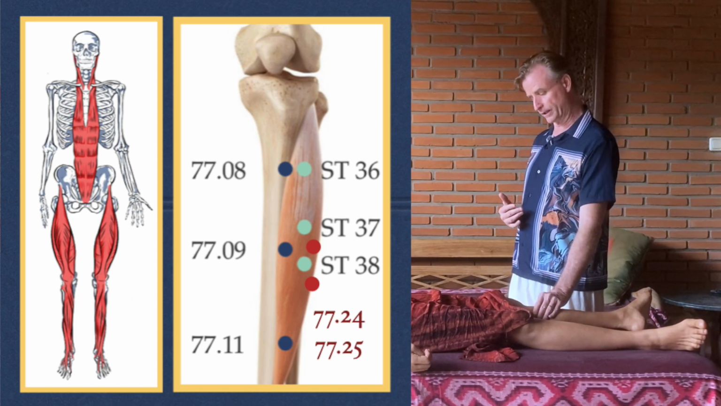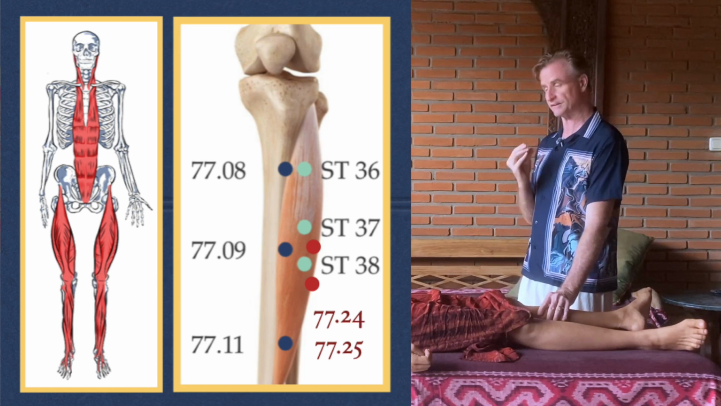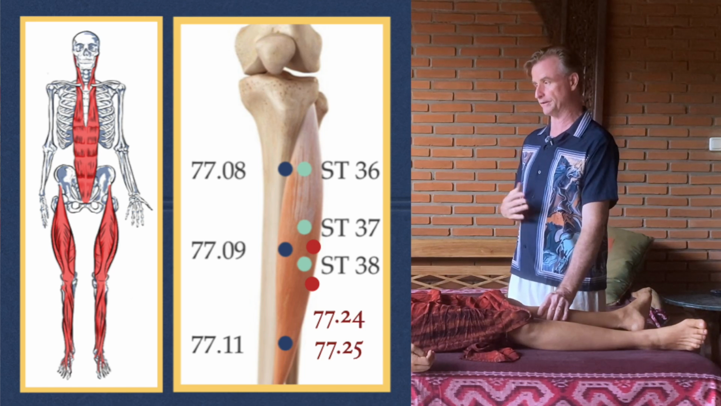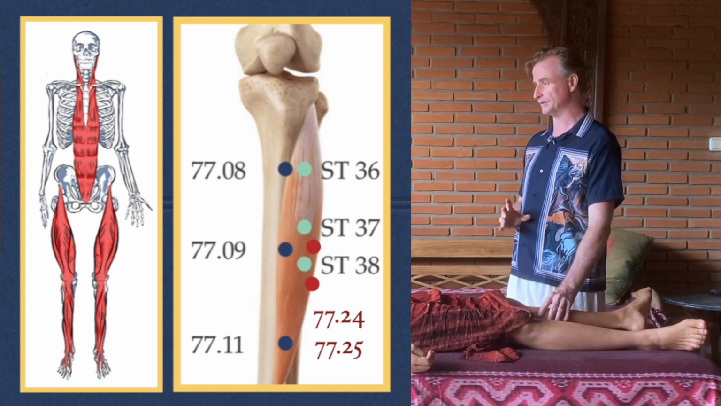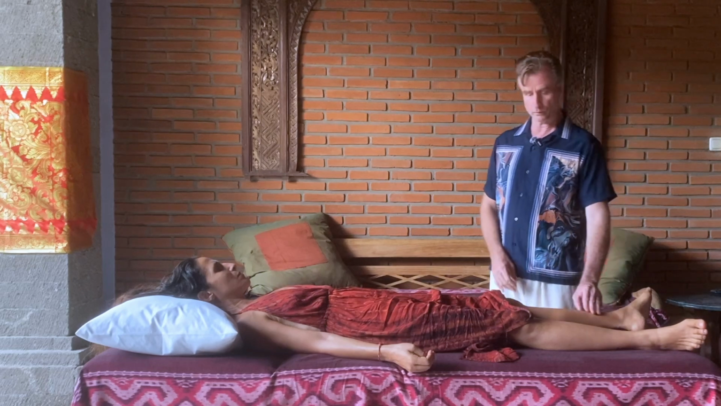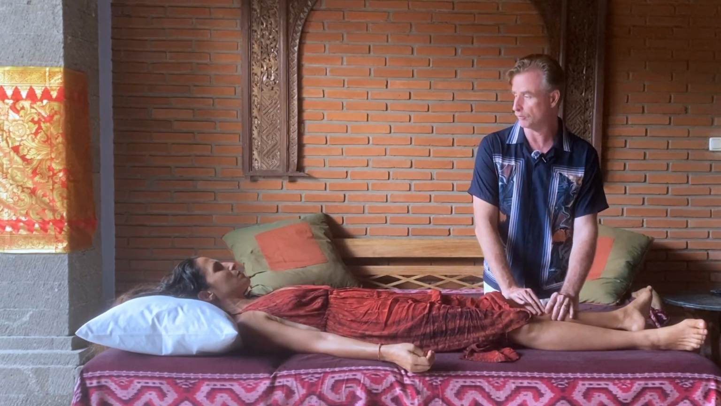But the points that are in the extensor digitorum longus are just lateral to that muscle. They can also benefit the digestion, and they can benefit the head and the face, much like traditional stomach meridian points. Okay? Now, when you're working with a client and you're doing acupressure, you can check all these lines.